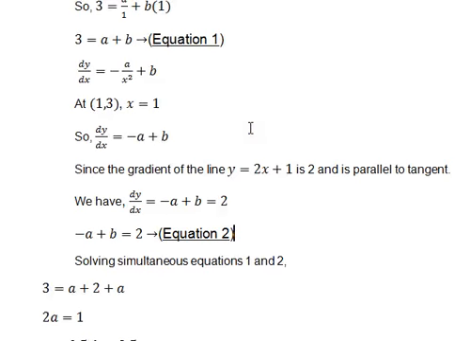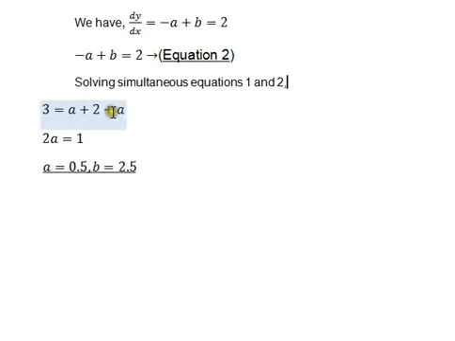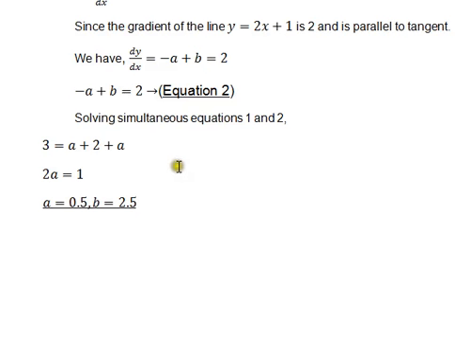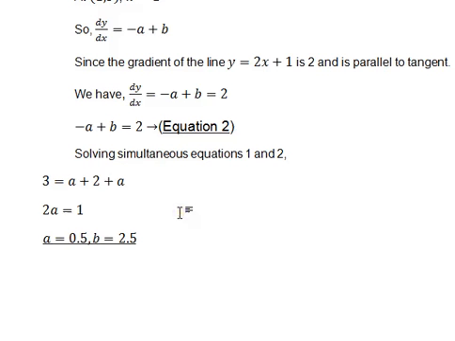And applying the same method again, we solve simultaneous equations 1 and 2. We have 3 is equal to a plus 2 plus a, 2a is equal to 1, and from there we find that a is equal to 0.5 and b is equal to 2.5. And here's the solution for both parts a and b. Thank you.